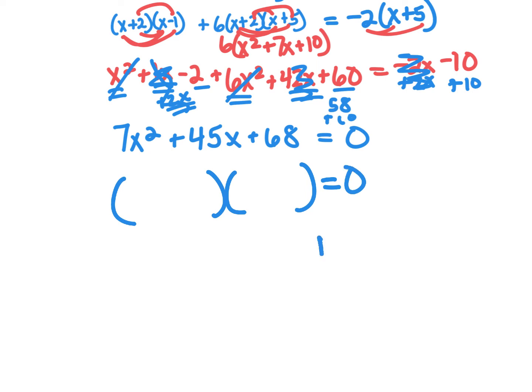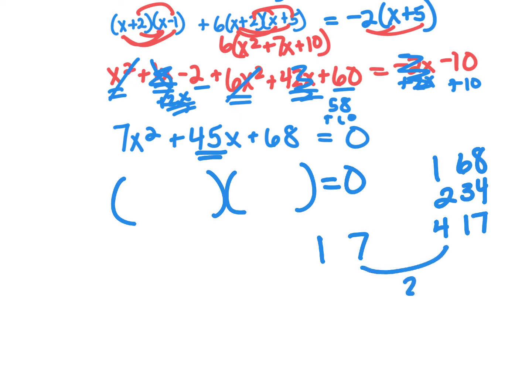We would be using 1 times 7, and then we could do 1 times 68, 2 times 34. 3 doesn't go in there. 4 times 17. 5, 6. I think that's it. Okay, and we're trying to get 45 in the middle. Maybe 28 and 17. Yeah, that adds up to 45.